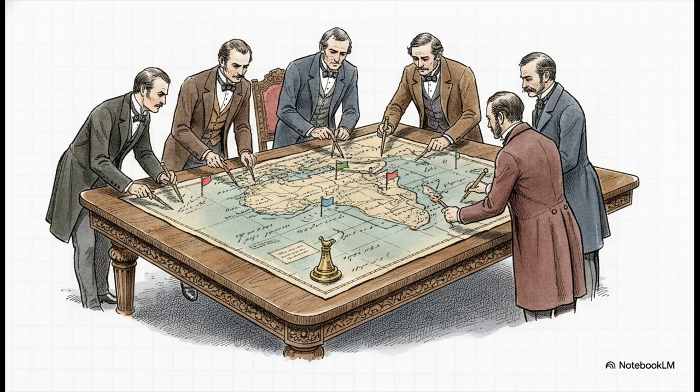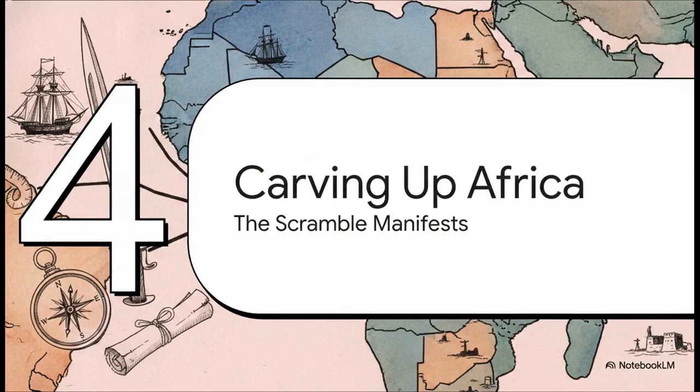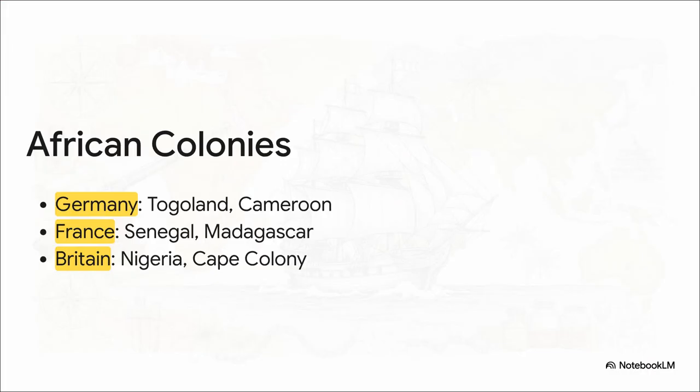Now, King Leopold II of Belgium had already established his dominion over the Congo, and at this conference, his sovereignty was officially acknowledged by the other European nations. So essentially, you have a group of European powers sitting around a map deciding exactly how to carve up an entire continent without going to war with each other. Which brings us to Section 4, Carving Up Africa. The Scramble Manifests. Let's look at the specific, on-the-ground territorial acquisitions that came out of this grand agreement.